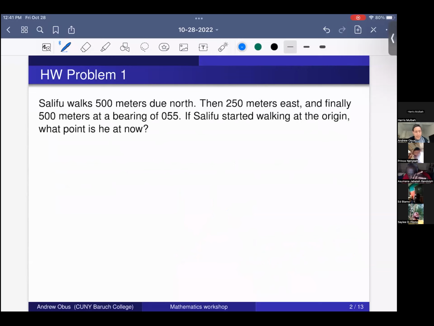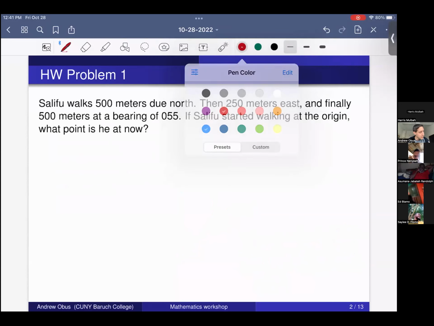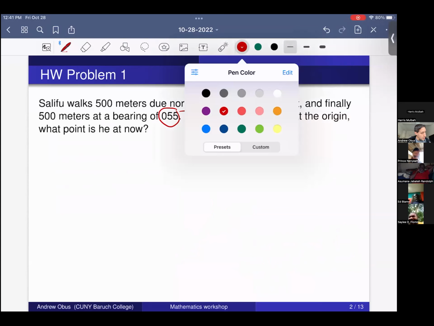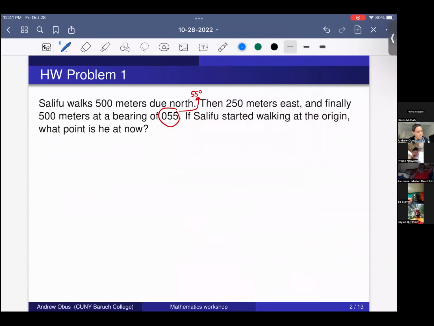So this was originally asked to me in a WhatsApp chat. Salifu walks 500 meters due north, then 250 meters east, and finally 500 meters at a bearing of 055. Remember what 055 means. This just means 55 degrees, right? So then, if Salifu started walking at the origin, what point is he at now? Right, so what we really want to do is just draw a picture.